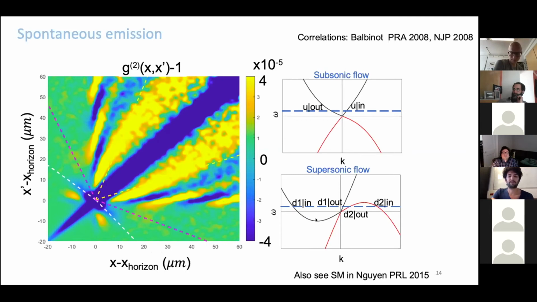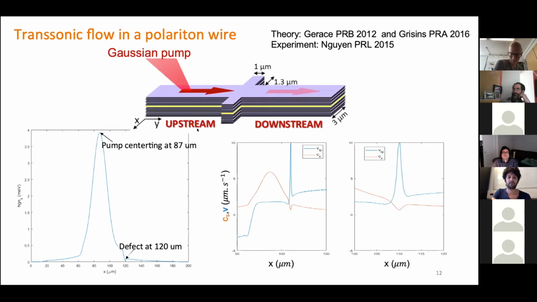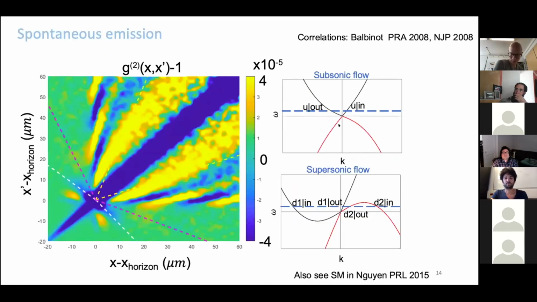So what does that mean? Well, as we've heard many times today, we have this dispersion relation. On the left-hand side of the horizon, we have a subsonic flow. On the right-hand side, we have a supersonic flow. And so we will have scattering of incoming waves into outgoing waves. And this was very well explained by Mathieu. So I'm just going to jump to the conclusions.